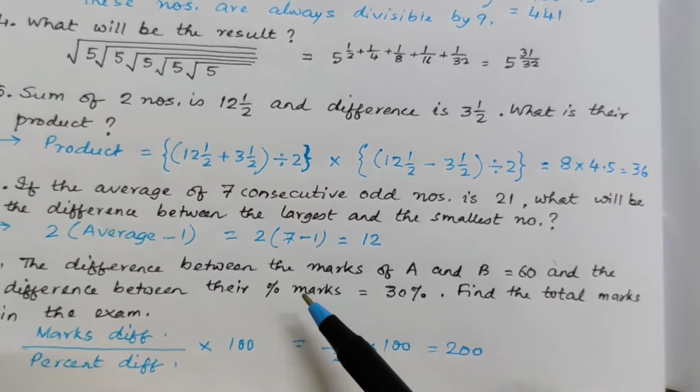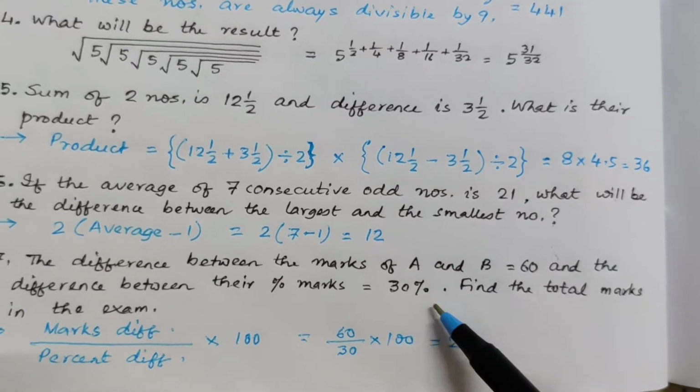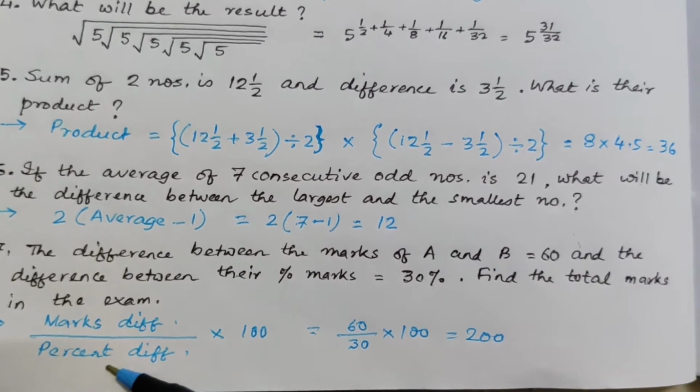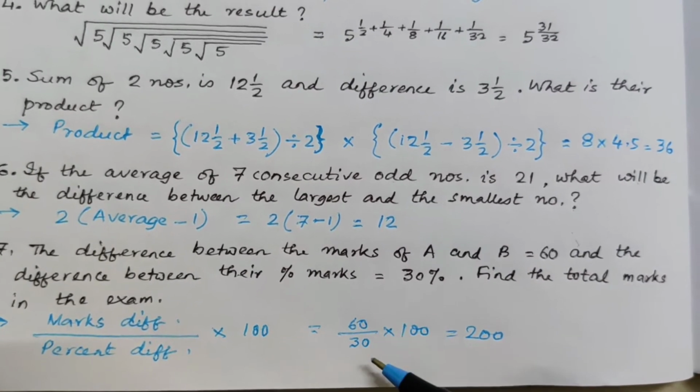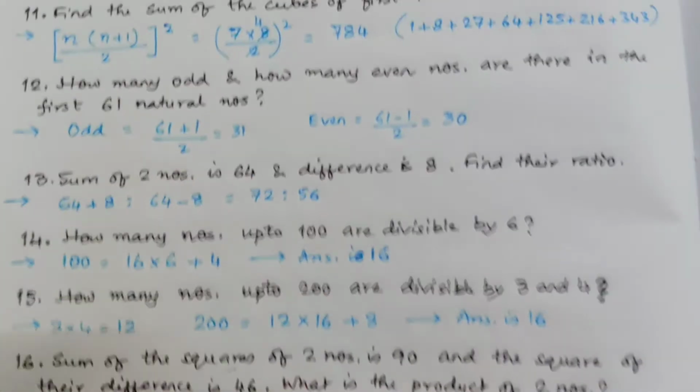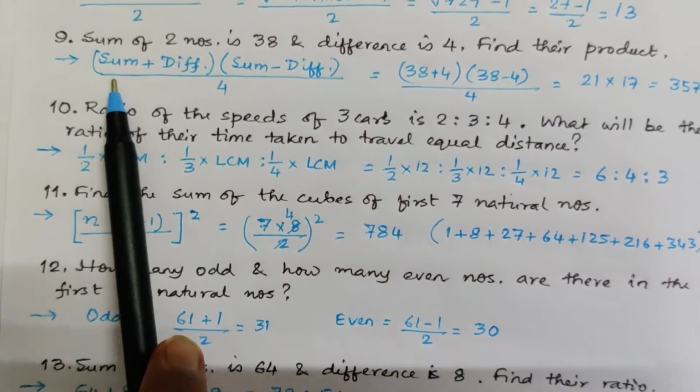Now next, the difference between the marks of A and B is equal to 60 and the difference between their percentage marks is 30%. Find the total marks in the exam. Marks difference by percentage difference into 100, that is 60 by 30 into 100, so total marks is 200. So this way, just do it.